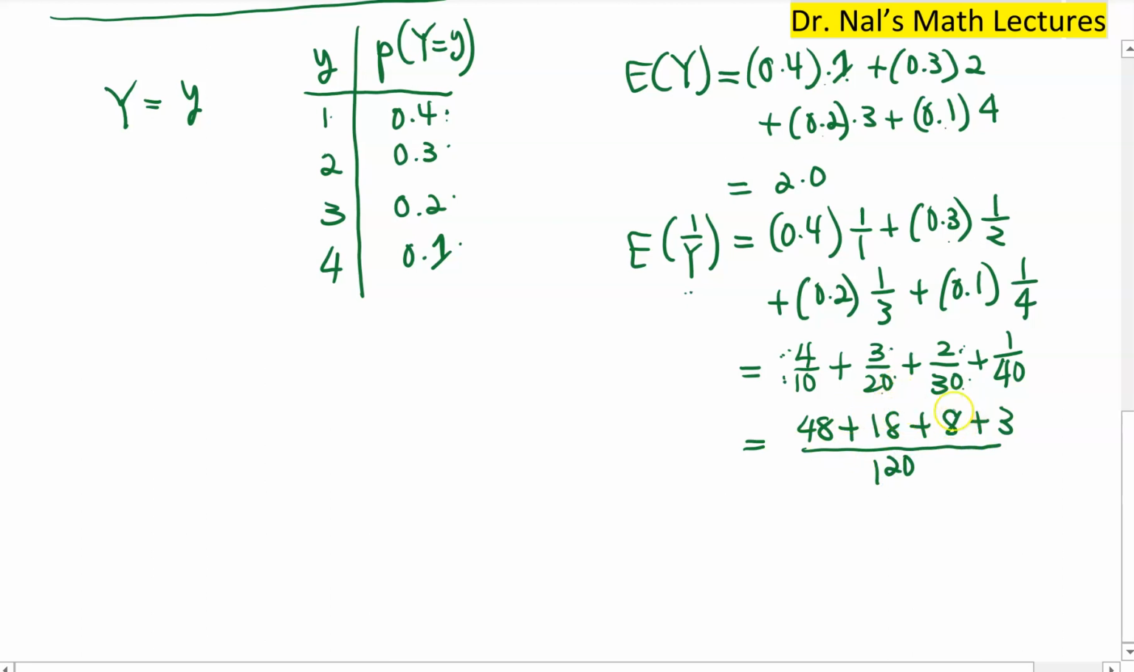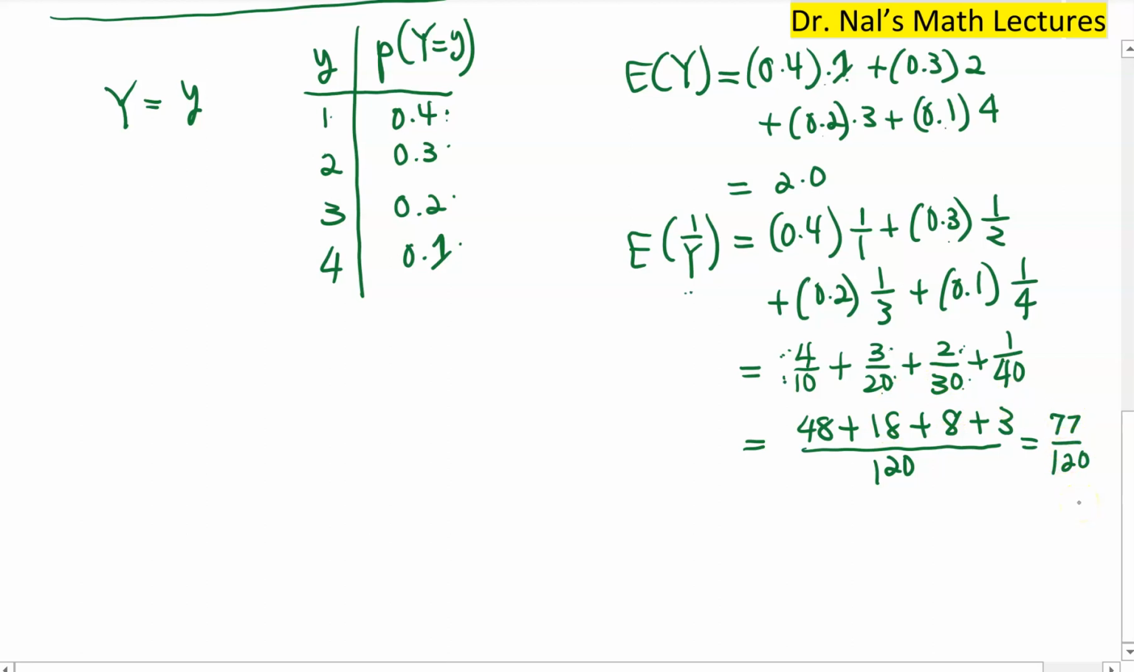Plus 8 is 74, plus 3 is 77 over 120. Okay, hold on. Let's make sure we didn't mess up. So 48 plus 18, 66, 74, 77. Yeah, I think it's correct. And that's pretty much it.